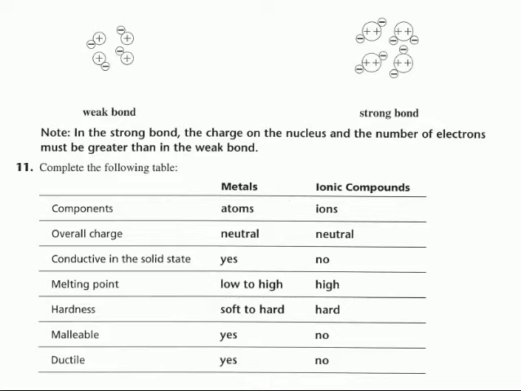Whereas ionic compounds, it is always high. Very, very, very high. There is no little exception. There's no, like for the metals, like mercury has a really low melting point. There's nothing like that. They're all high.